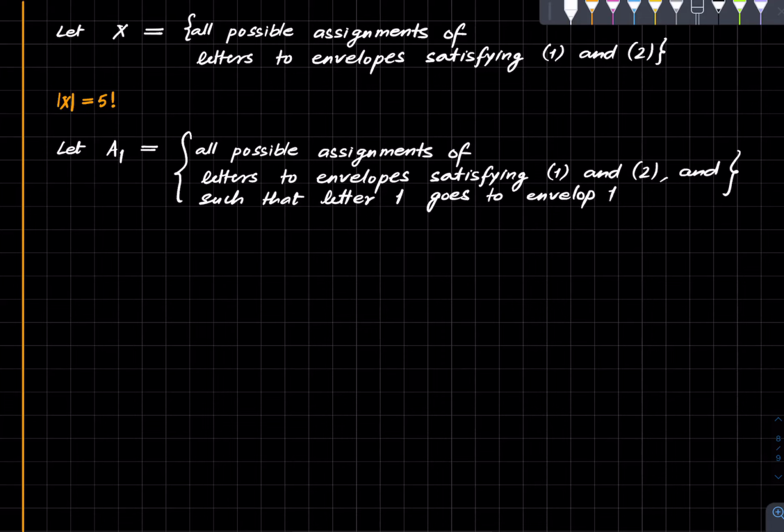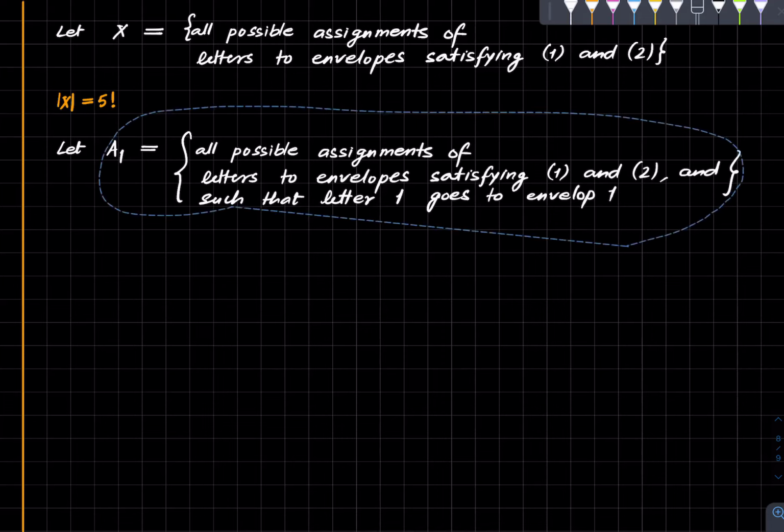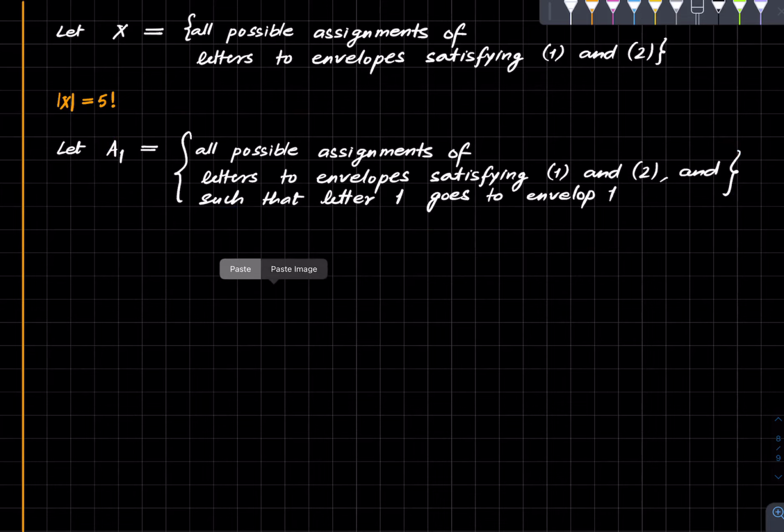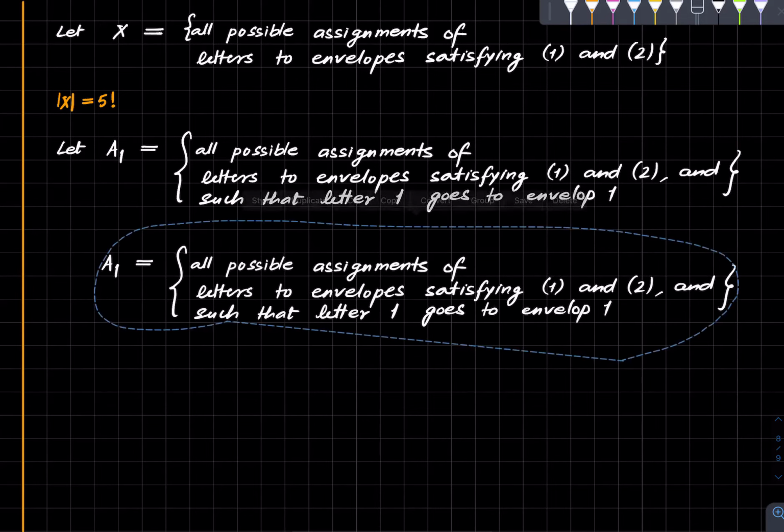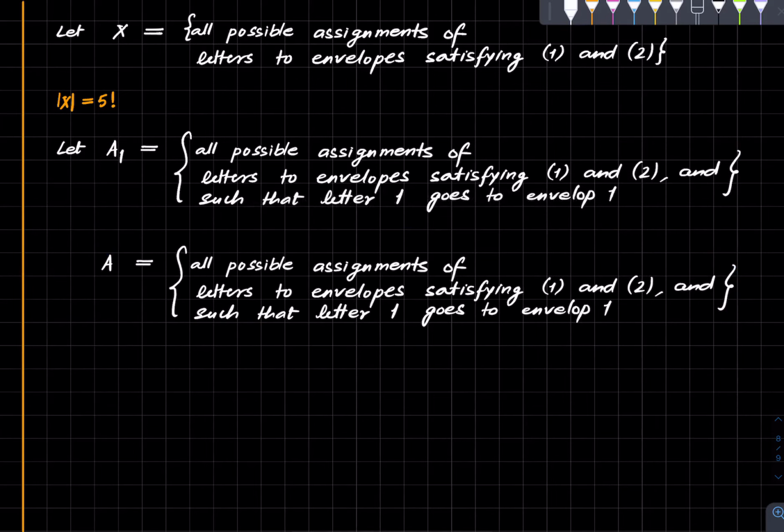And similarly, we can define it for each I. So instead of just A1, let me write a J here. Letter J goes to envelope J. So this is defined for J from 1 to 5. All right, and what do we want? So first of all, each of these are subsets of X, of course.